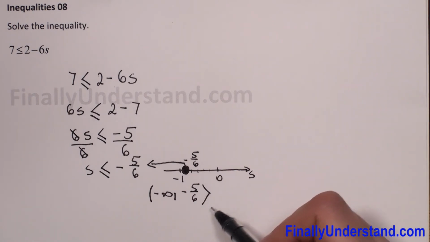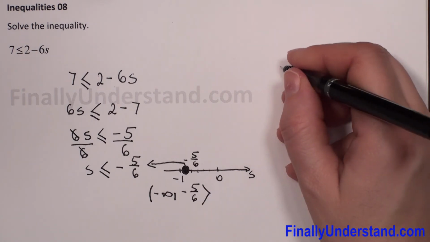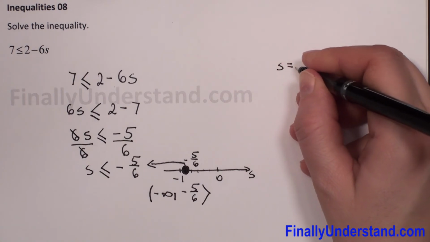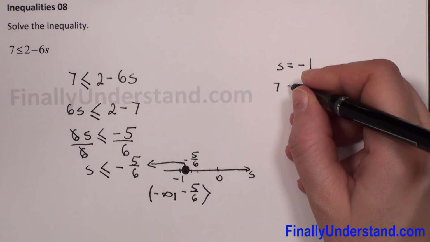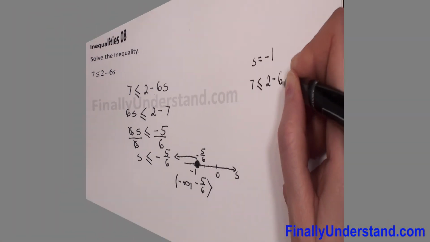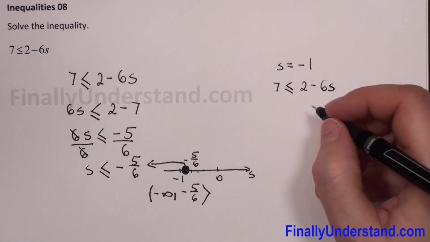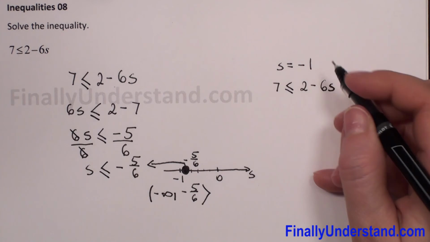Now we have to check if the solution is correct. I have to choose one number from this interval. I can choose negative 1. So for s equals negative 1, let me copy this inequality first. 7 is less than or equal to 2 minus 6s. For s I will put negative 1.